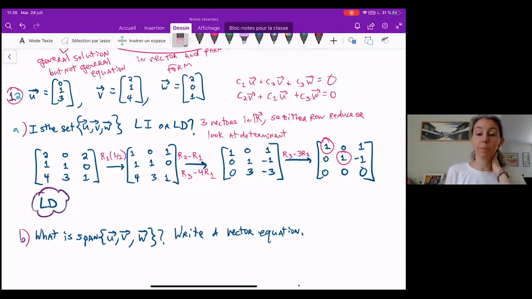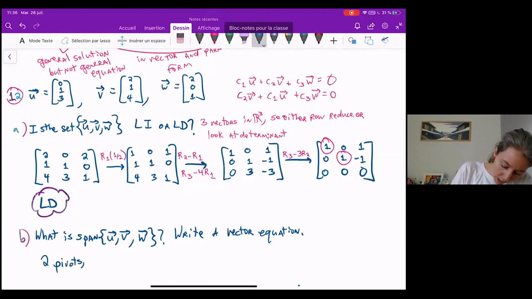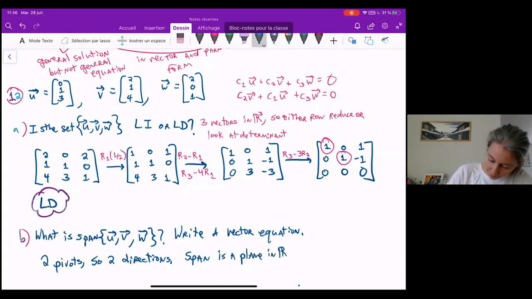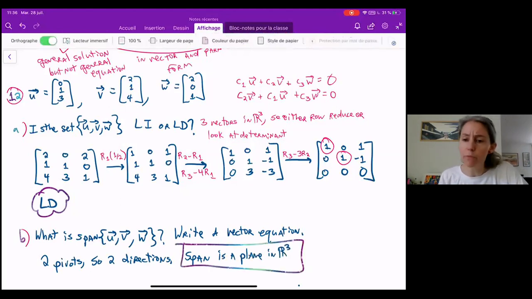You got it, Jake. It's a plane. Those two pivots mean two independent directions. So I'm no longer looking at the solutions. I'm no longer looking at my free variables. I'm looking at the number of pivots. So this is two pivots, so two directions. Span is a plane in R3. And the equation for that plane does not come from the solution.